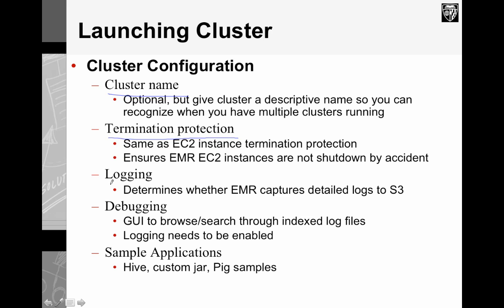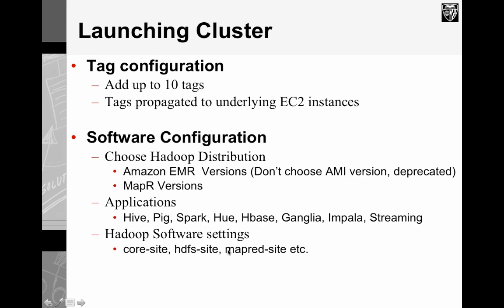You can also set the logging option, that you want the logging to be done and you want it to be captured into S3. You can also set debugging, which allows you to browse and search through the indexed log files. You can also configure sample applications that they have. In terms of tags, because your Hadoop cluster is a bunch of VMs and you can tag these VMs, you can go to the cluster and tag them. And when you tag them, they are propagated to the underlying EC2 instances.